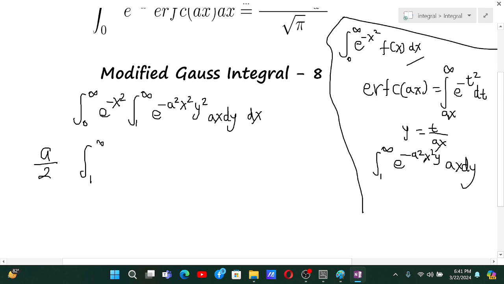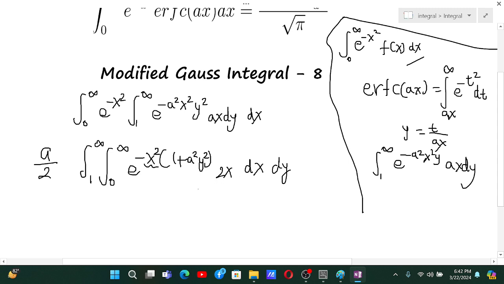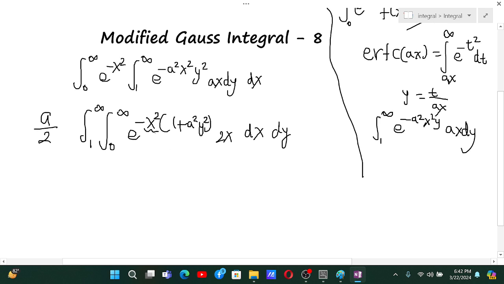Integral from 1 to infinity, integral from 0 to infinity e to the power minus x square, take this common, 1 plus a square y square, and there's 2x, and since we have interchanged the integrals order, here also this will be dx dy. The reason I have done by 2 and 2x over here is because if you let u as x square, 2x dx will just be du. And now that's just integral of e to the power u times some constant, and we know how to integrate that.